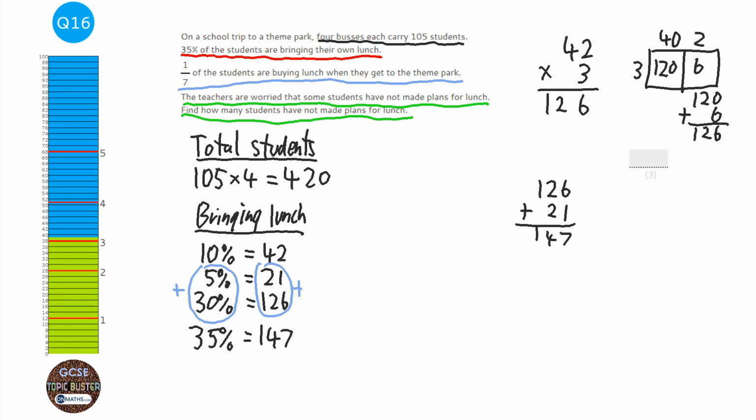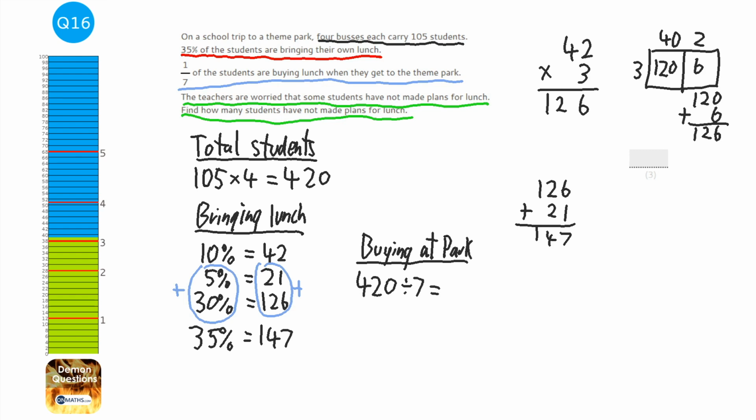Next, buying at park. So students who are buying at the theme park. It says a seventh of the students. So to find a seventh, all we do is we get the amount of students, which is 420, and we just divide it by 7. And again, you can do this any way you feel comfortable doing, although this is a bit easy because 42 divided by 7 we know is going to be 6. So 7s into 4 don't go, so carry that on. 7s into 42 are 6, 7s into 0 is 0. So it's going to be 60.